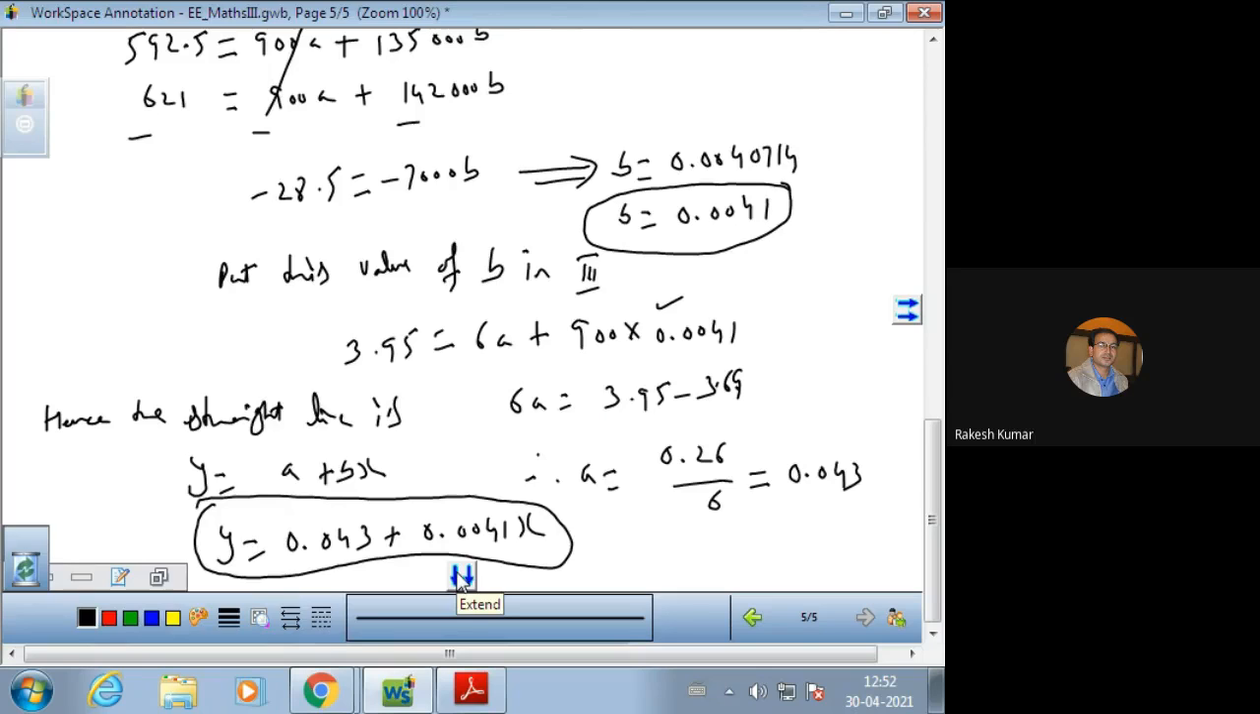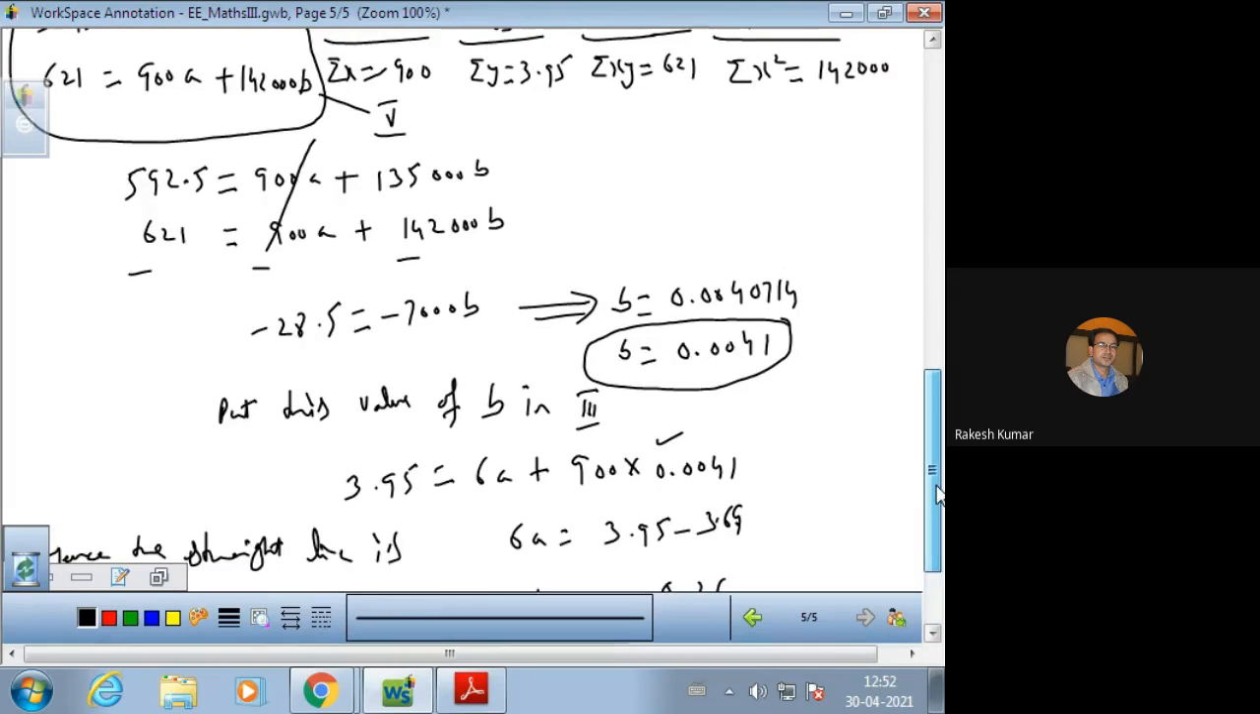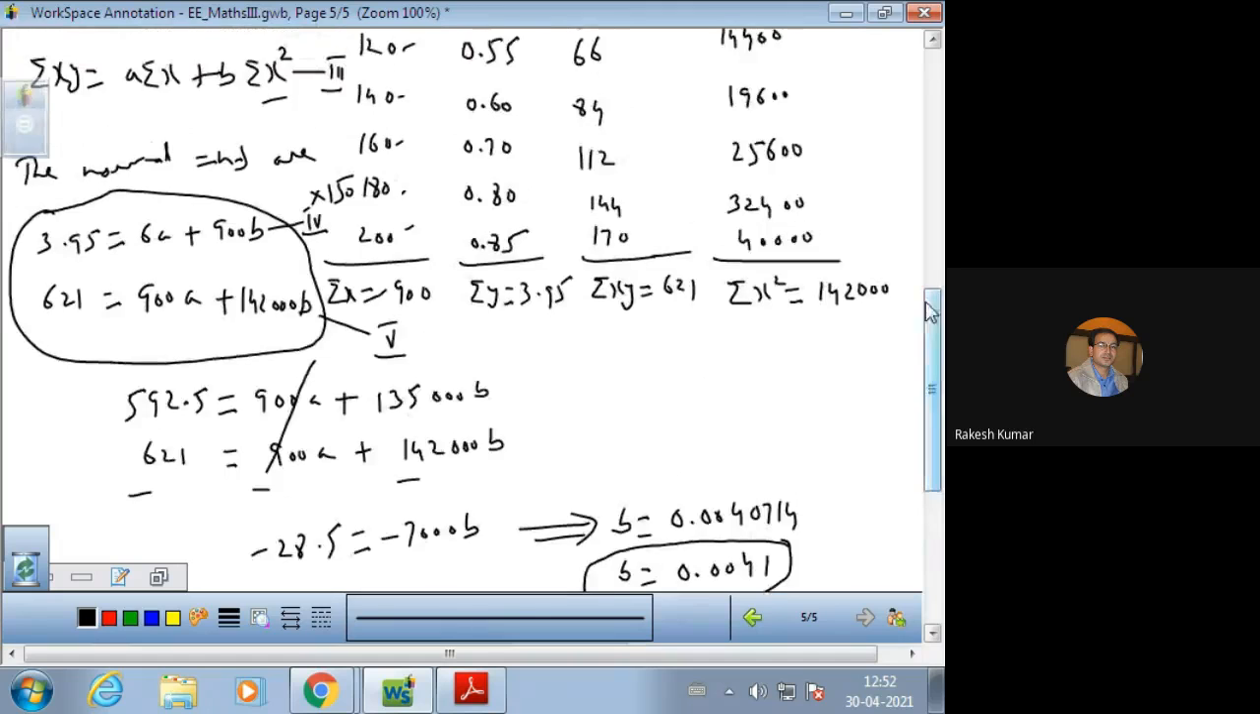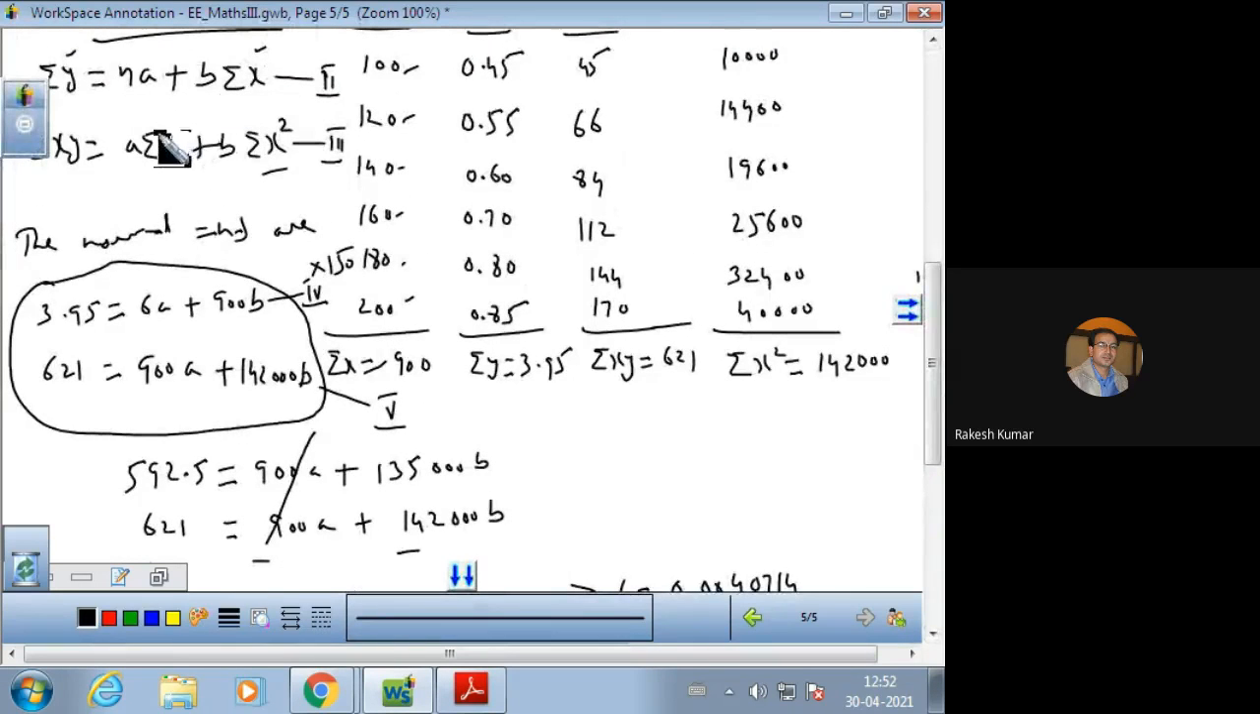So this is the important thing, how to find a curve, fitting the curve by the method of least squares. Method of least squares means using normal equations. And this is the procedure of writing down the normal equations. Remember, the normal equations are standard ones, so you can remember these equations also.